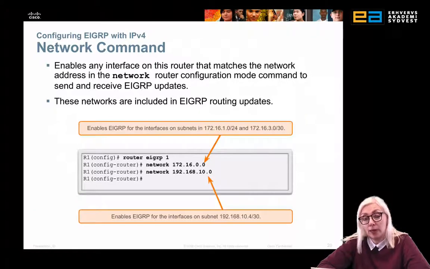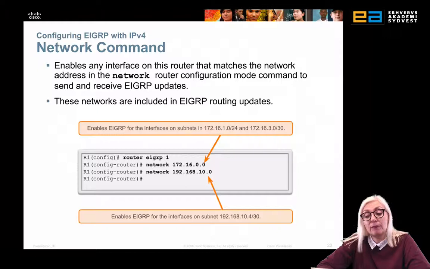Then we need to specify on which networks we want EIGRP to work. So which networks should be included in the updates, and where should I also send the updates to? And we use the network command and then the classful network. This will automatically cover all the subnets that we have. If we don't have any special needs, then we don't have to put in, for instance, the wildcard mask to specify, for instance, a subnet.